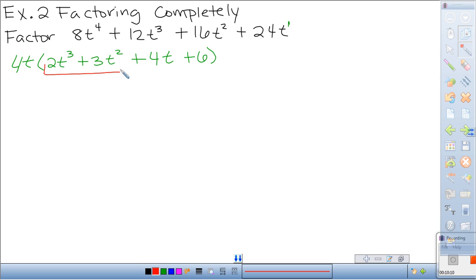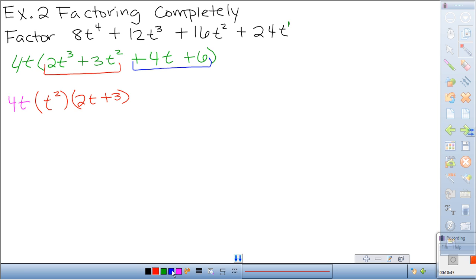So I have my first two terms grouped together and my last two terms grouped together. And don't forget about the 4t here. So actually I'll write that first. And now I'm going to factor these terms by grouping. So I have 4t times the GCF of 2t cubed and 3t squared. Well, they don't have a number in common, but they have a t squared. So I'm going to pull out a t squared. And then what's left? Well, t squared times 2t and t squared times just a plus 3. So t squared times 2t, 2t cubed, t squared times 3, 3t squared.